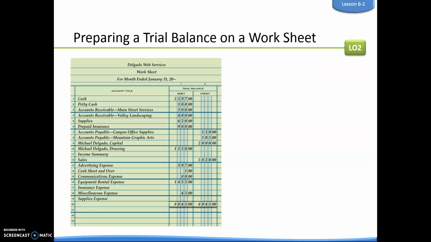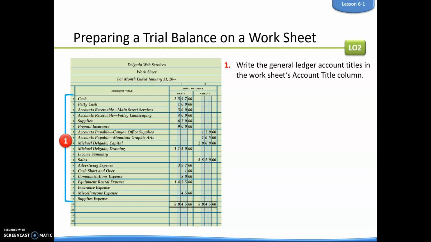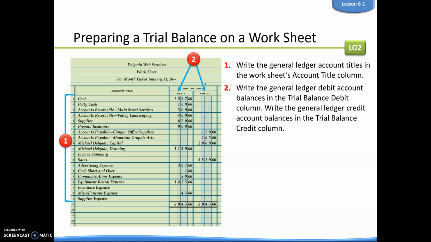This is a shortened version. You can see that we write our general ledger titles here, all of our accounts that are in our business, and then we write all of our account balances, either debits or credits. And I want you to just look at a few of these here. Income summary is listed, but it does not have a balance. That's okay. We'll learn about income summary shortly. Insurance expense is listed, but there is no balance. That's fine. Same thing with supplies. If that account does not have a balance, you still write it down. You just leave it blank.